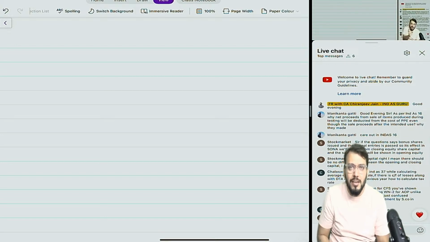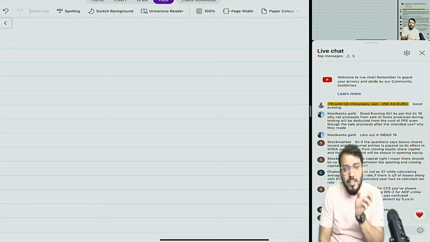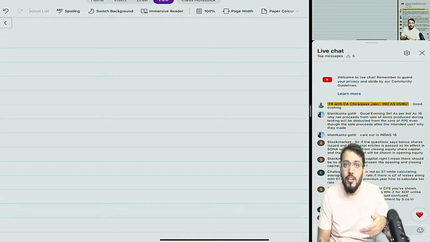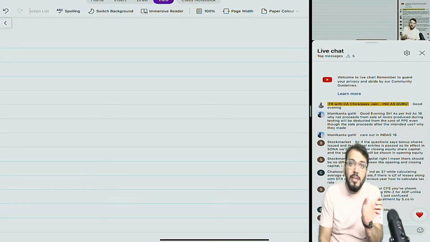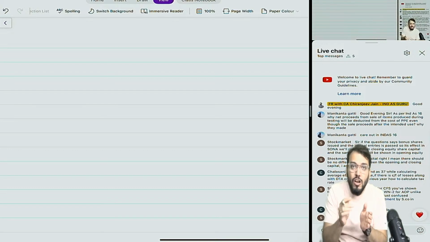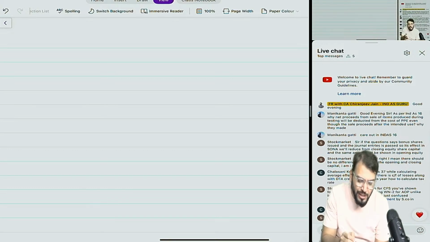So this becomes a carve out, and which is correct also, because the testing cost has been incurred to make the asset ready for use, and during the testing period some units have been produced, the sale proceeds of which can be deducted from the testing cost, and the net amount will be capitalized. Got this point? I hope Manikanta this is clear.